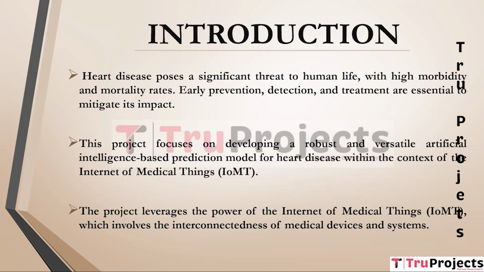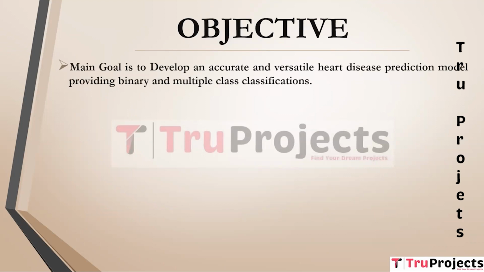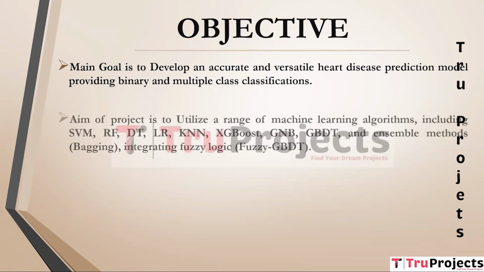Objective. The primary aim is to create a precise and versatile heart disease prediction model that is capable of providing both binary and multiple class classifications. We aim to employ a variety of machine learning algorithms encompassing SVM, random forest, decision tree, logistic regression, k-nearest neighbor, XGBoost, GNB, GBT, as well as ensemble techniques such as bagging, and incorporate fuzzy logic.